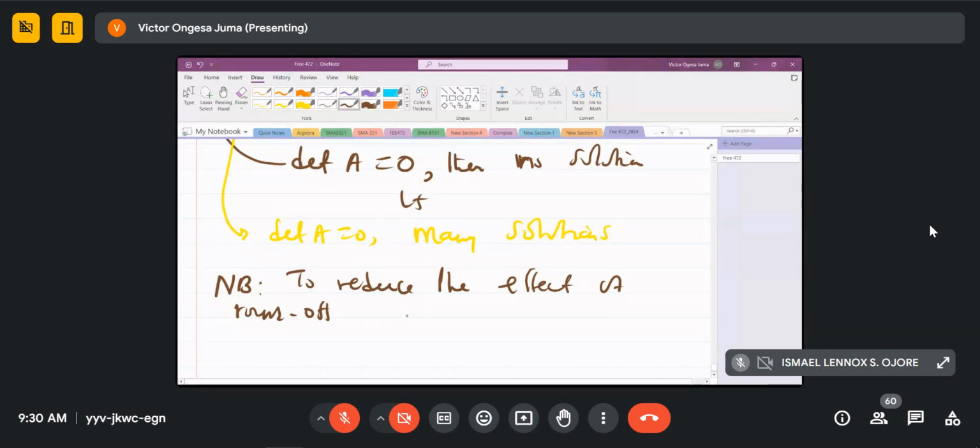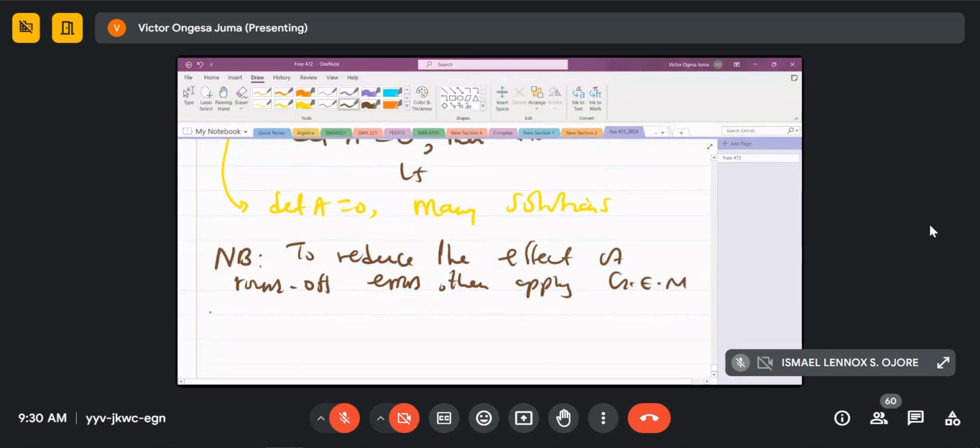So to reduce the effect of round off errors, then apply Gaussian elimination method with pivoting. So pivoting can be partial or full. So that's what we call the pivoting.